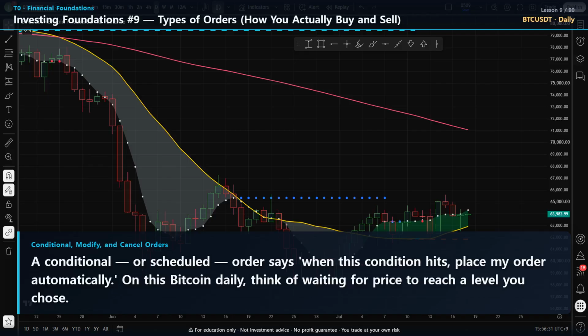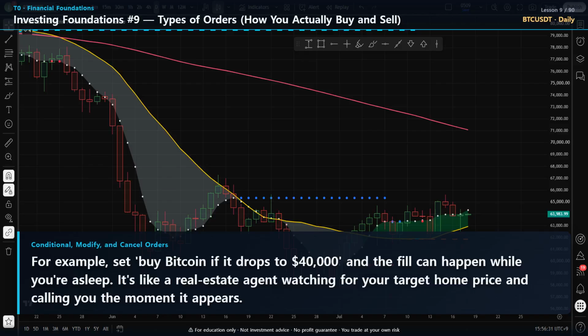A conditional or scheduled order says when this condition hits, place my order automatically. On this Bitcoin daily, think of waiting for price to reach a level you chose. For example, set a buy on Bitcoin if it drops below 40,000, and the fill can happen while you're asleep. It's like a real estate agent watching for your target home price and calling you the moment it appears.